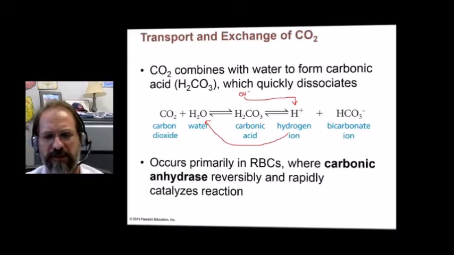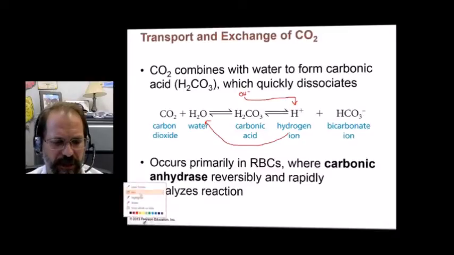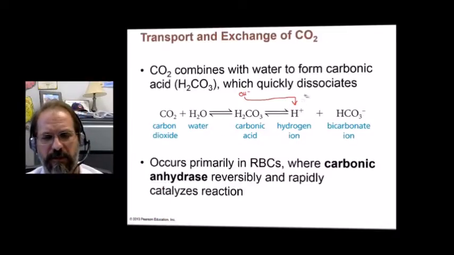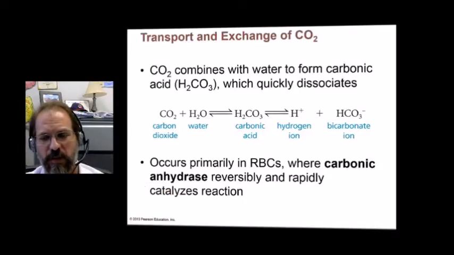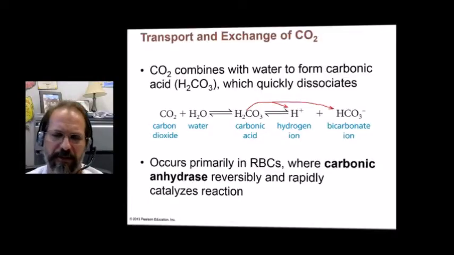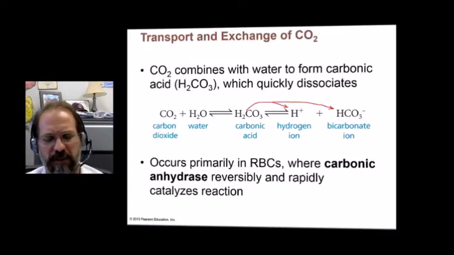So if that occurs, we compensate for that by breaking down more carbonic acid. So if we did use up the hydrogen to neutralize the incoming hydroxide ion, more of this would break down to replace that hydrogen ion. And of course that would give us bicarbonate. So one of the things we say about buffers is that buffers are usually a weak acid or a weak base and the salt of their conjugate base.